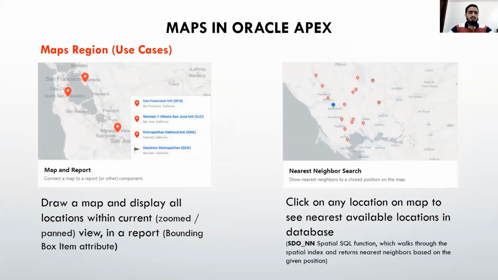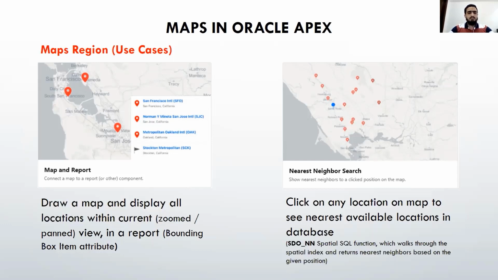The next use case is about map and report. In our application, for example, our requirement is to show all the locations which are available from our database in the current view of the map. For example, if we want to zoom in or zoom out, of course the locations will be different on zoom in and zoom out. And we want to see how many locations are there, or what are the locations available in that view of the map, and we can show those locations in our report.